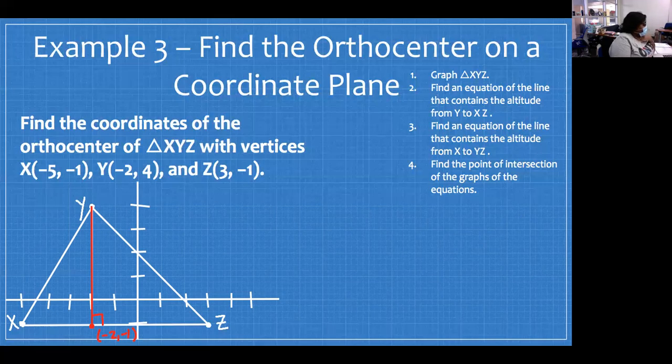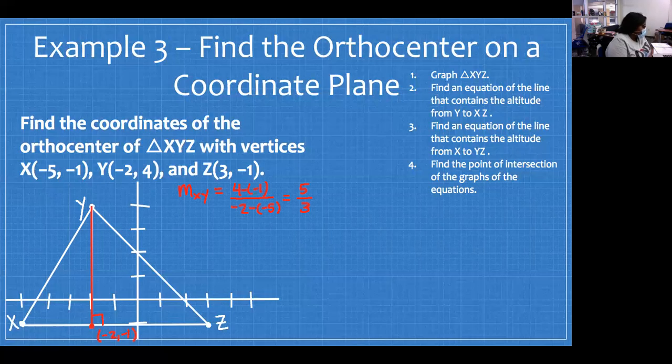So first, let's find the slope of xy. The slope of xy. So that's going to be 4 minus -1 over -2 minus -5. So 4 minus -1 is 5. -2 plus 5 is 3. So the slope of xy is 5/3. So that will tell us where the line from z to xy would be.